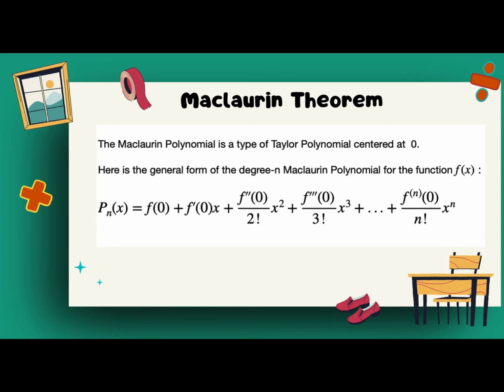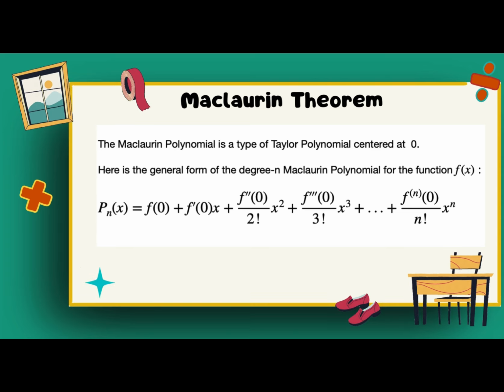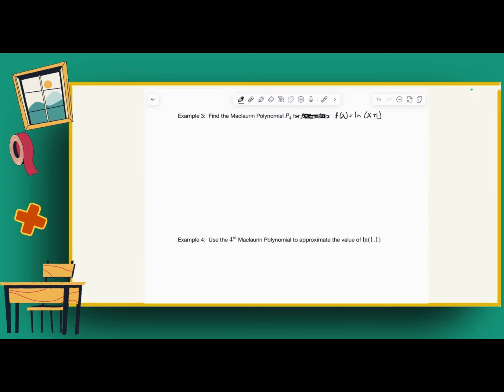So a Maclaurin polynomial is equal to f of 0 plus f prime of 0 times x plus f double prime of 0 over 2 factorial times x to the second plus f triple prime of 0 over 3 factorial times x cubed, plus all the way to the nth derivative of f at 0 over n factorial times x to the nth degree.